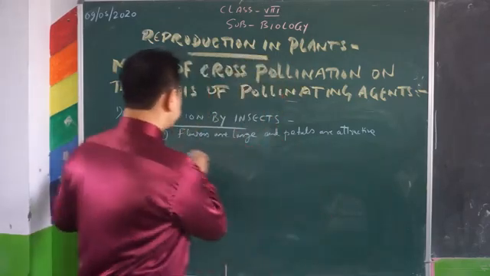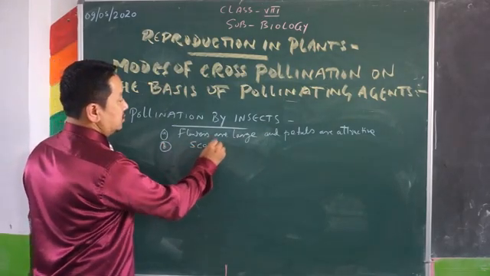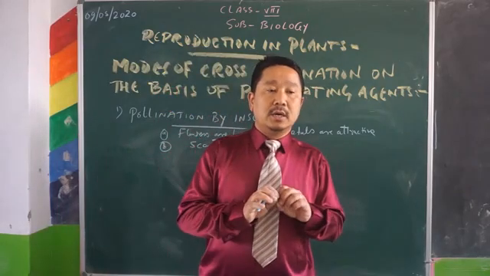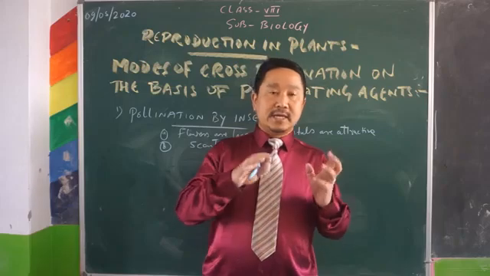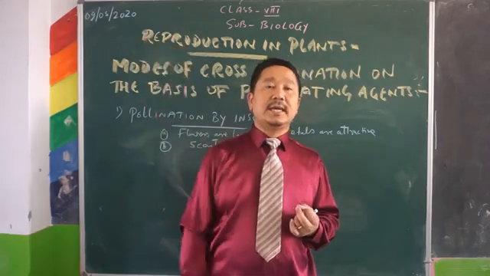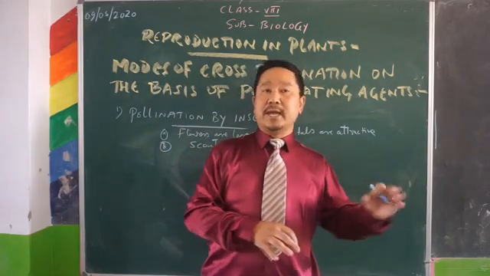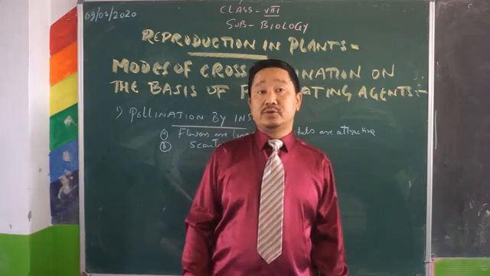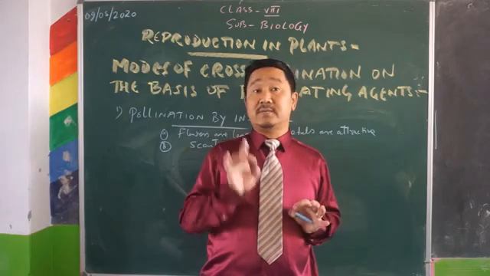Number B, the flowers are scented. Flowers contain a kind of fragrance. It is scented so that the scent can be blown off by the wind and can reach the insect, following which the insect comes and sits on the flower and does the cross-pollination. So the flowers are scented where the cross-pollination is done by insects.